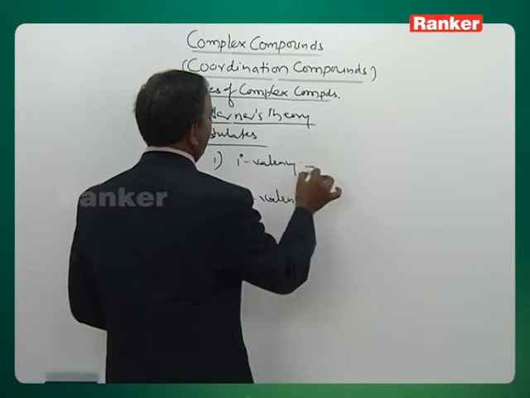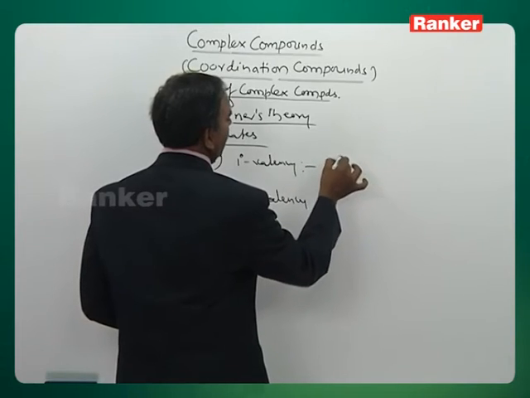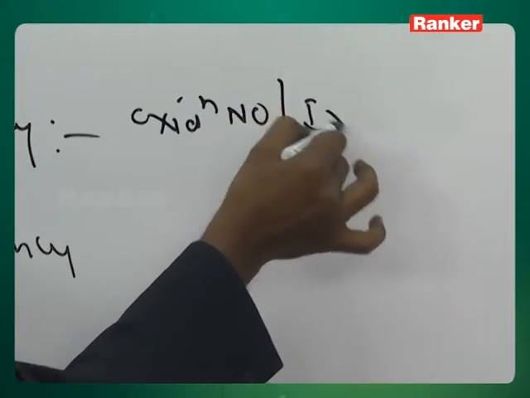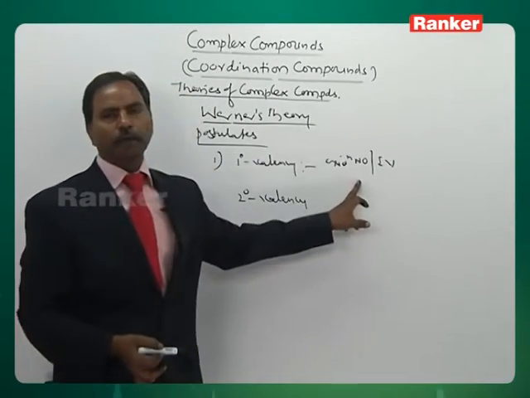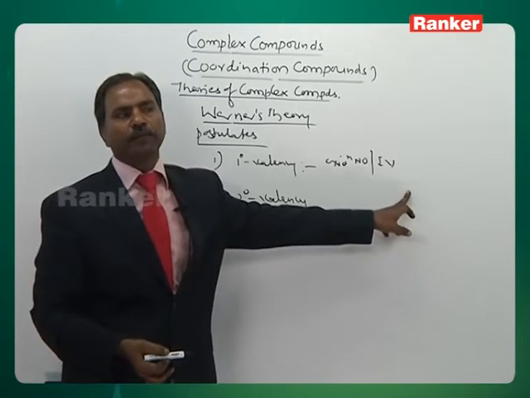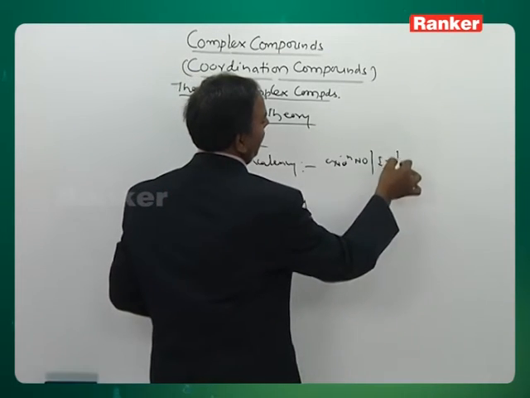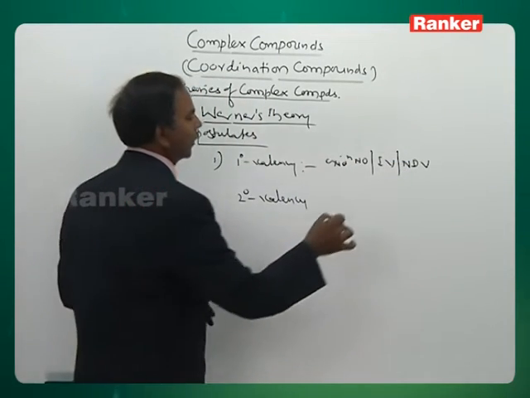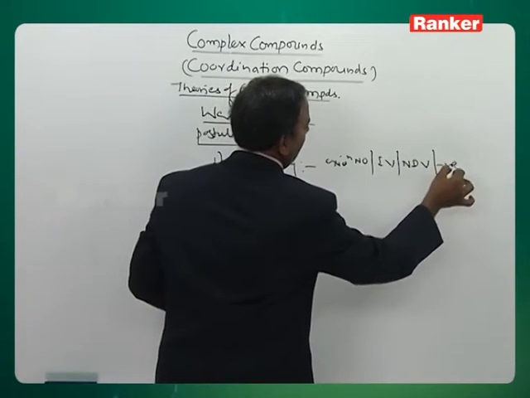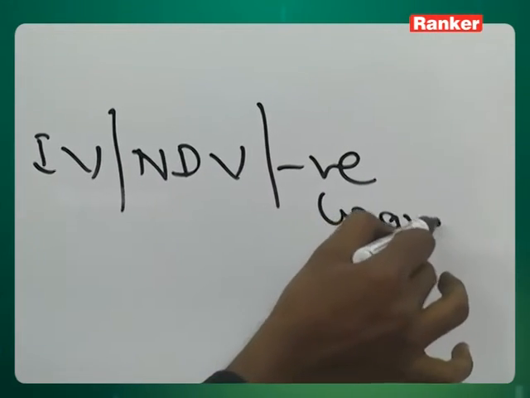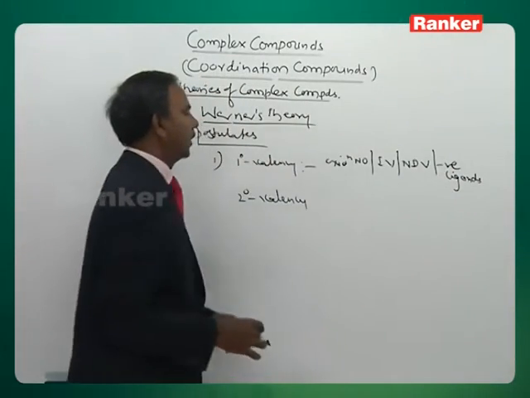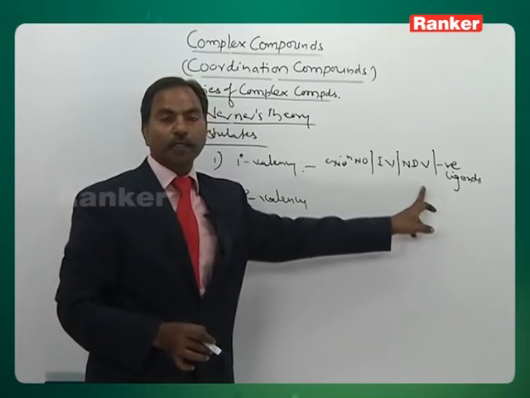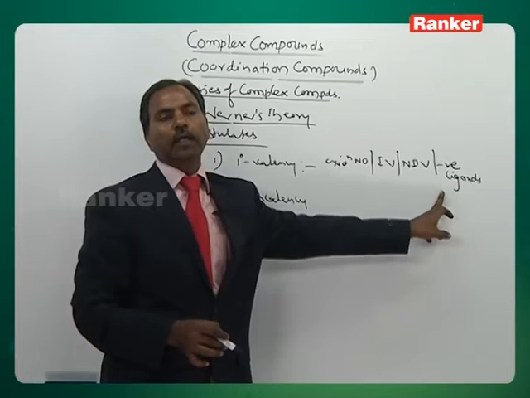Look here, this particular primary valency equals oxidation number. This particular valency is what? Ionizable valency we can consider. Oxidation number, and again it is ionizable valency. You can take it is what? Non-directional valency. We can say it is satisfied by generally negative ligands only. So primary valency equals oxidation number, ionizable valency and non-directional valency, satisfied by negative ligands only.